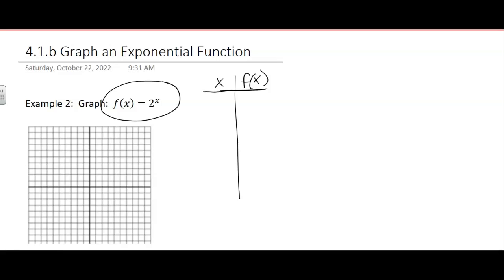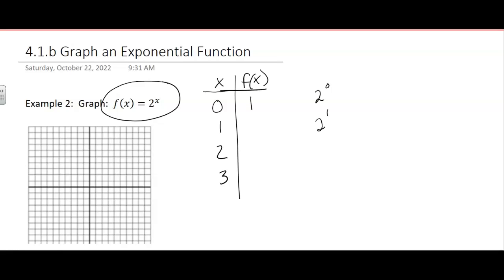So let's put in 0, 1, and 2, and we'll go ahead and put in 3 and see what happens. So we're saying 2 to the 0 power. Well, 2 to the 0, you have to remember your exponent rules. 2 to the 0 is 1.